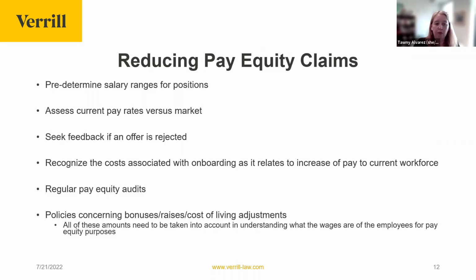So let's go to the next slide and talk about how we can reduce pay equity claims. The first thing is to predetermine salary ranges for positions. Having set, this is the range, or if you don't want to say the exact range, at least a mean, like, hey, the average of people in this position is at this place, okay?